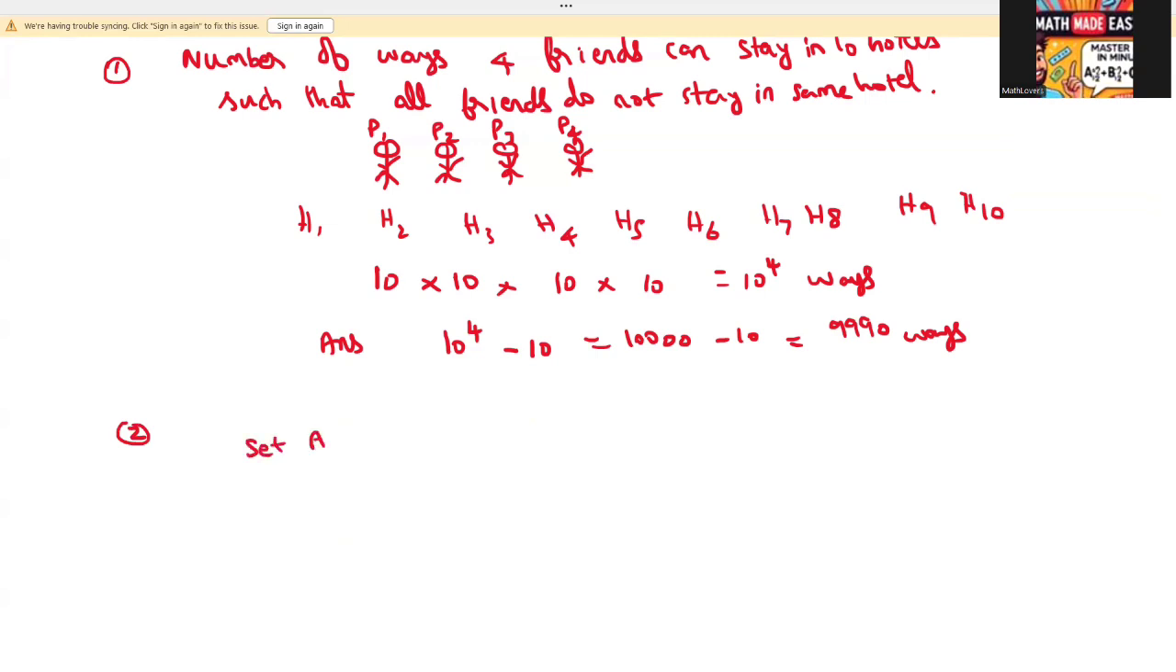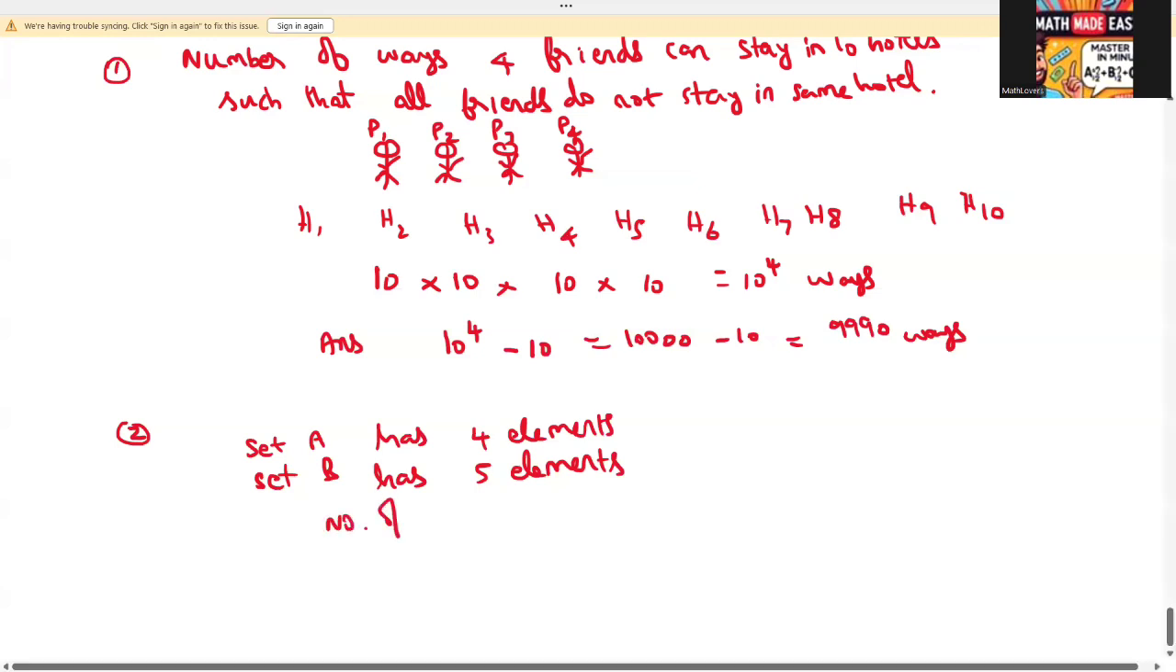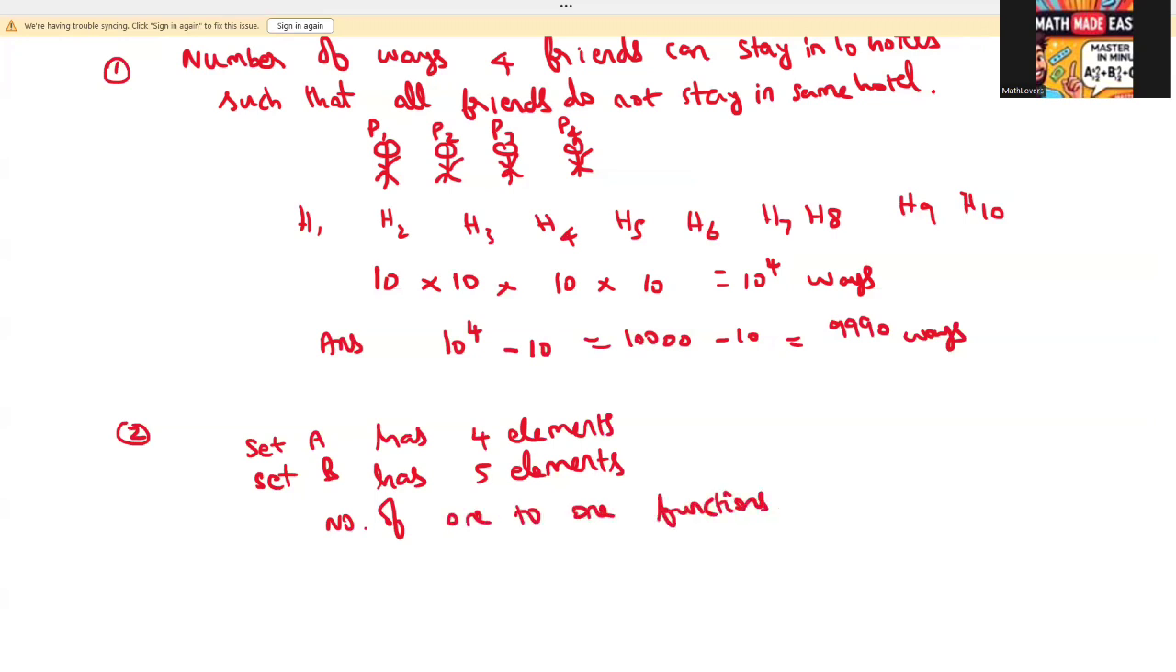Set A has four elements and set B has five elements. Okay. They have not told us what the elements are, but they're just saying there are four elements in set A and five elements in set B. The next question is the number of one-to-one functions from A to B.